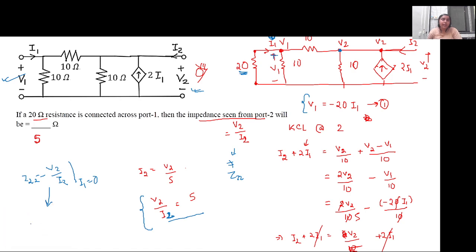So it is totally up to you. You can either write the Y parameters of the circuit. Since it is given in ohm, I have only written in terms of Z parameters.